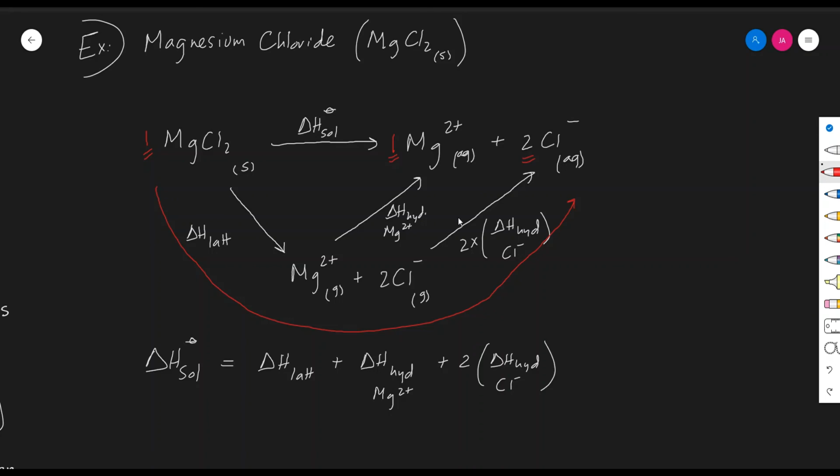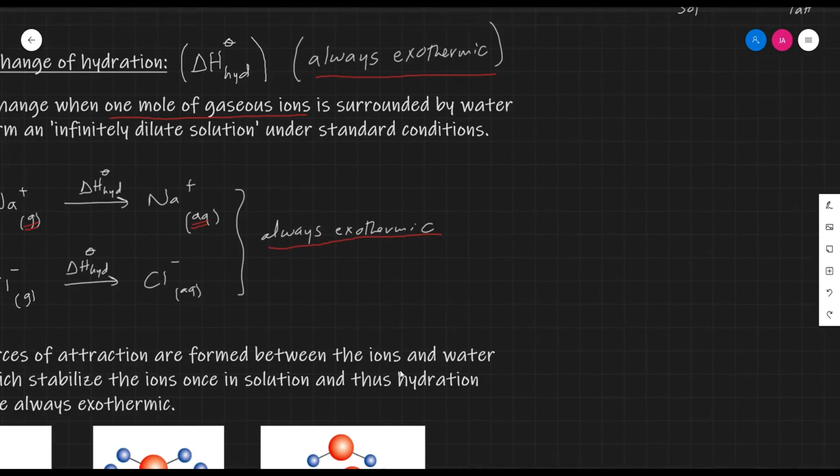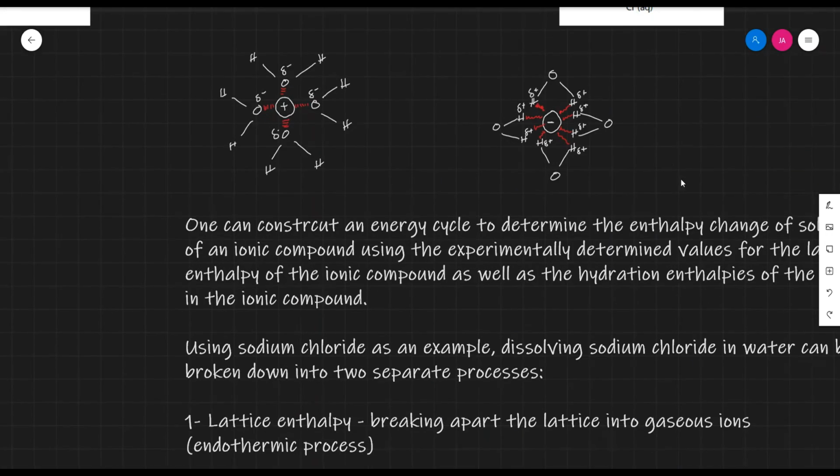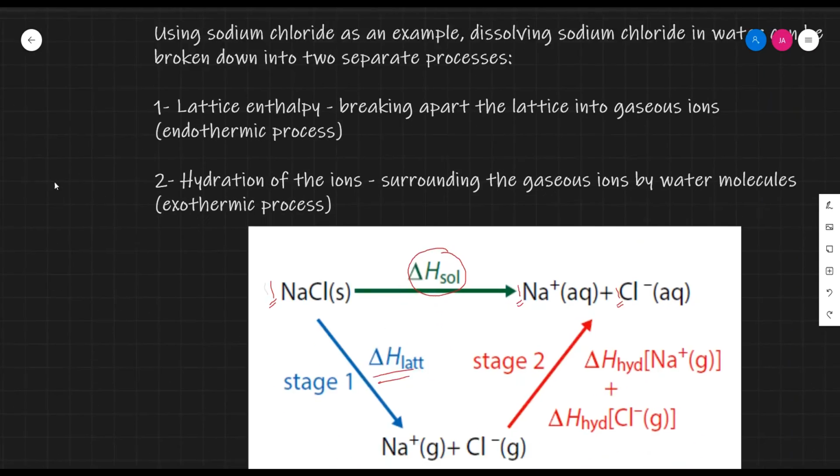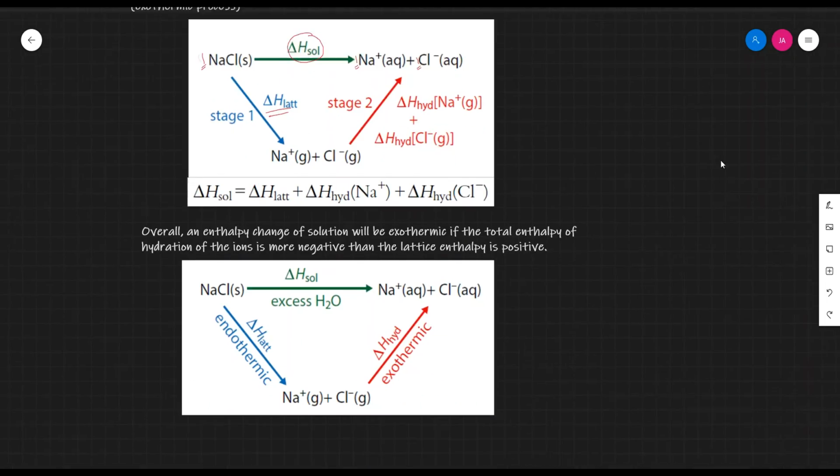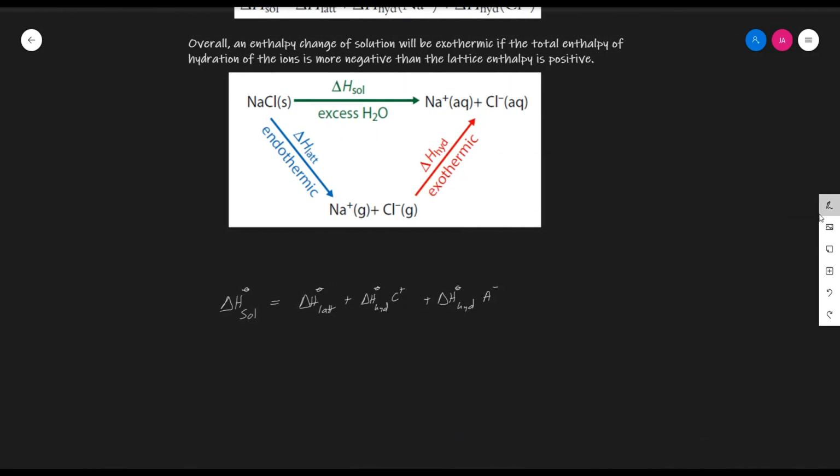You can either use the cycle, or you can use the general mathematical equation for this cycle, as I stated over here, in which the enthalpy change of solution equals the lattice enthalpy of the ionic compound plus the enthalpy change of hydration of the cation plus the enthalpy change of hydration of the anions multiplied by the molar ratios.